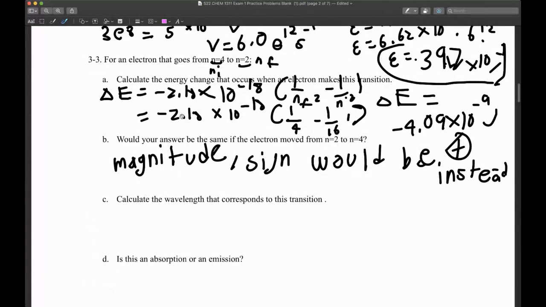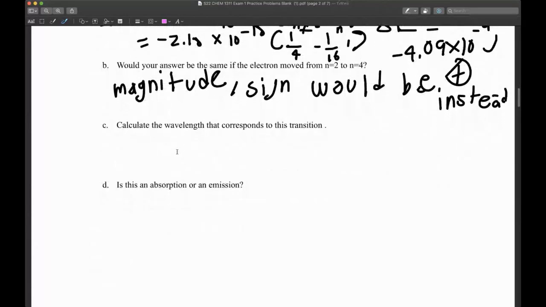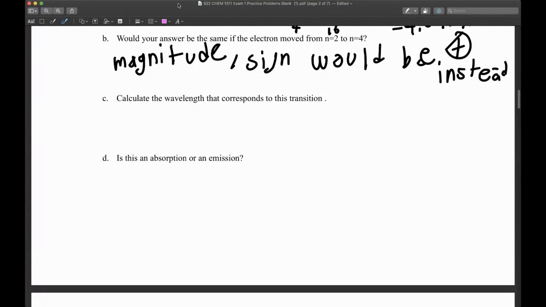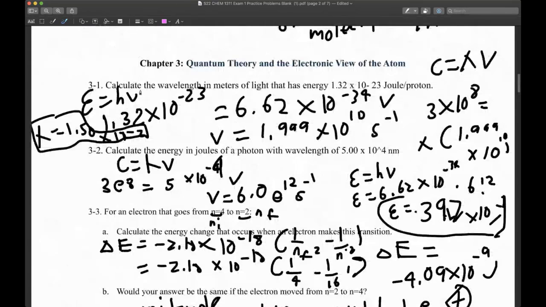Okay, so C asks for us to calculate the wavelength that corresponds to this transition. How do we do this? Well, we take this formula here, and then we take this derivation of it, because we know that frequency is just c over wavelength. And once we solve for that value, we can say that wavelength is equal to hc over E. And so E also corresponds to an energy change. And where do we see this formula? We saw it up here, right? When we did 3A.